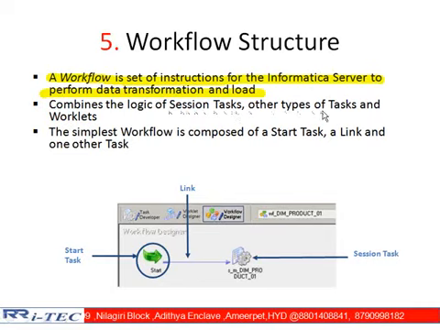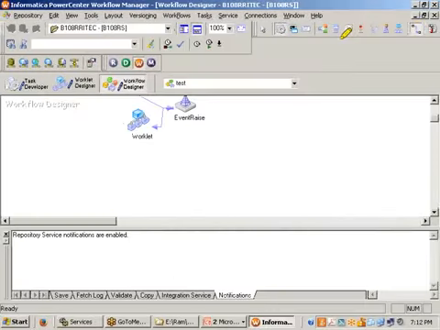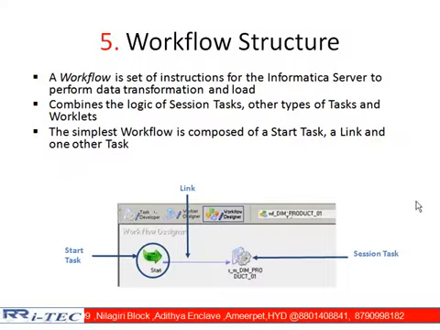of session tasks, other types of tasks and worklets. See here, this is the start task, and this is called a session task. Other type of task means what? Down the line, if you want to take, let us say, a command task or an email task, all these things you can also take. That's what we are saying: you can combine the logic of the session task, other types of task, and worklets. I have shown one more thing, called a worklet task. This is what is called a worklet task. If I click here, we get the worklet only. What is a worklet? You will come to understand it at a later point of time.